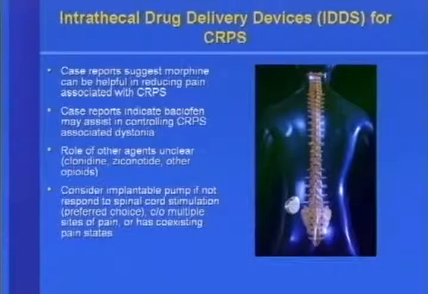What I'll just say about intrathecal systems, that is the pain pumps, in terms of treating CRPS, is that there are case reports that report that morphine can be helpful. Also, that baclofen can be helpful, especially in patients who have dystonia related to complex regional pain syndrome. But the role of other agents that are used, like clonidine, ziconotide, and opioids, for example, isn't particularly clear. So we would do this rarely, and only if everything else has failed.